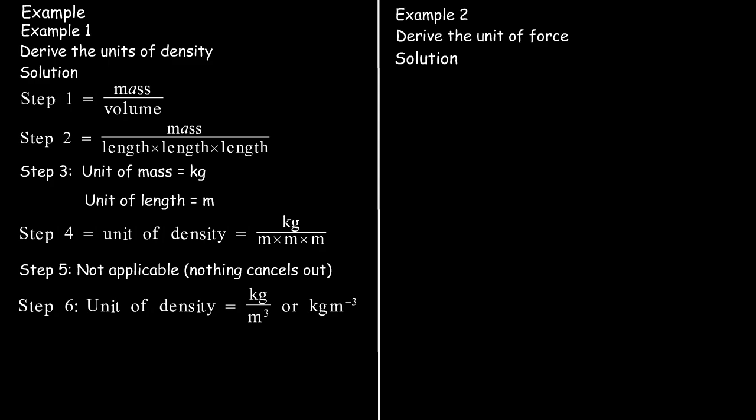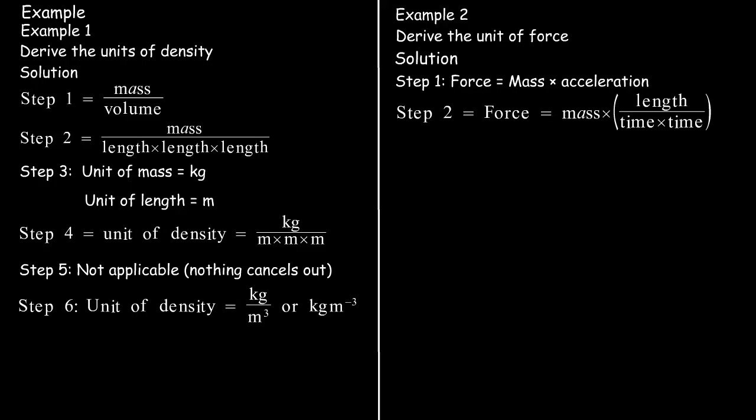Now for our solution, our first step, or our step 1, is to write down the defining equation, and we know that force is equal to mass times acceleration. For our step 2, it becomes force will be equal to mass times, in bracket, length divided by time times time. That's acceleration broken down. So force is equal to mass times length divided by time times time.